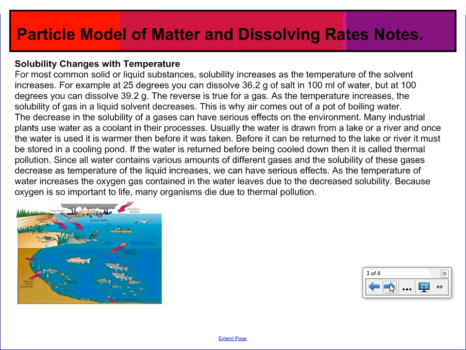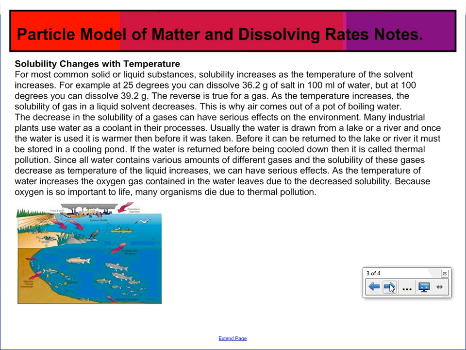So, solubility changes with temperature. For most common solid or liquid substances, the solubility increases as the temperature of the solvent increases. For example, at 25 degrees, you can dissolve 36.2 grams of salt in 100 milliliters of water. But at 100 degrees, you can dissolve 39.2 grams.